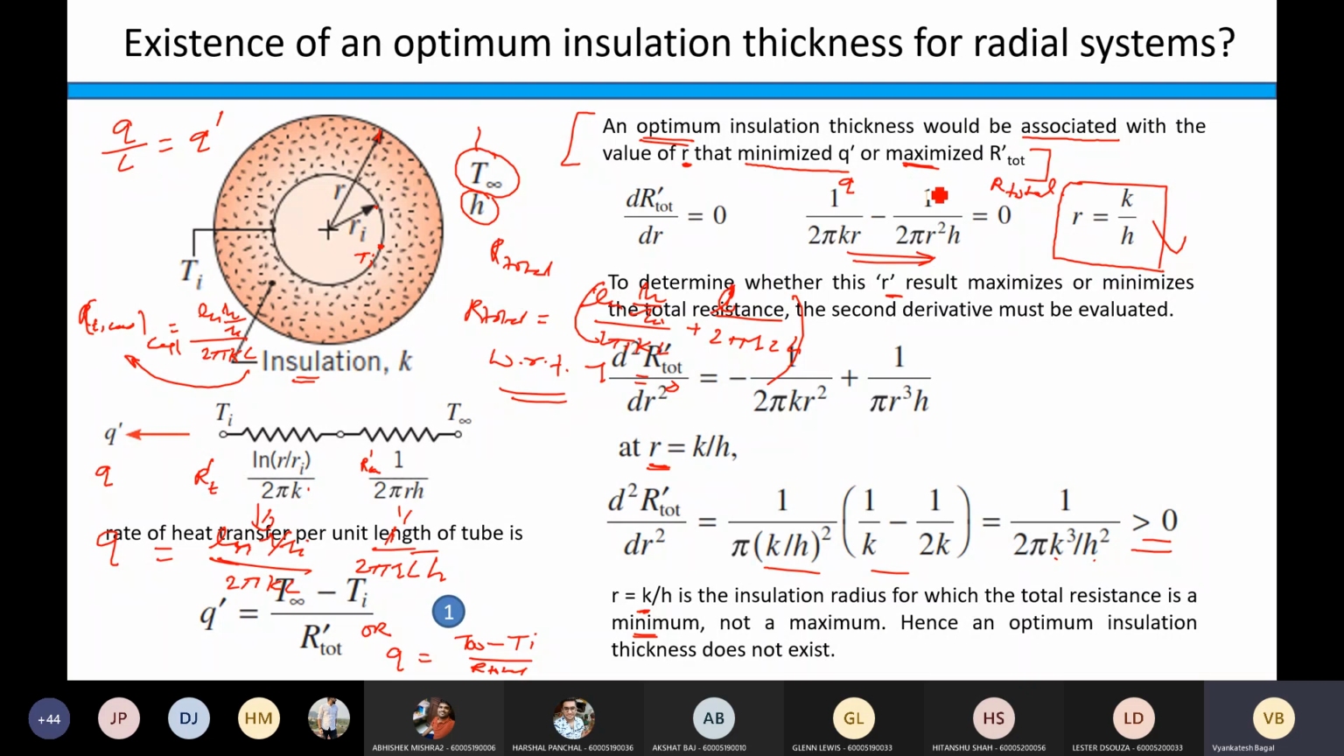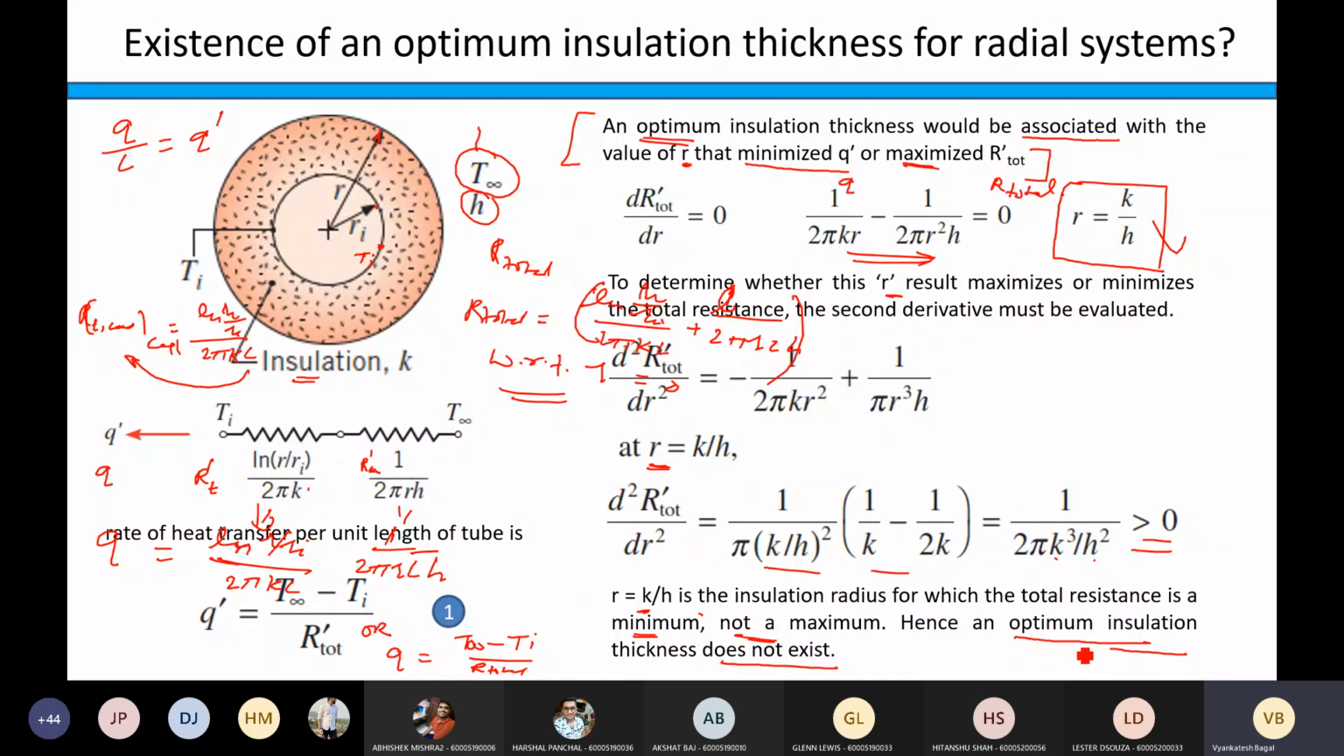So initially we thought that optimum radius should maximize the R total, but it is not doing that. If this value would have been negative, our previous assumption would have been correct, that R total is maximized, but it is not happening. So R is equal to K by H is the insulation radius for which the total resistance is a minimum and not a maximum. Hence we conclude that the optimum insulation thickness does not exist. There is nothing like optimum thickness of insulation.